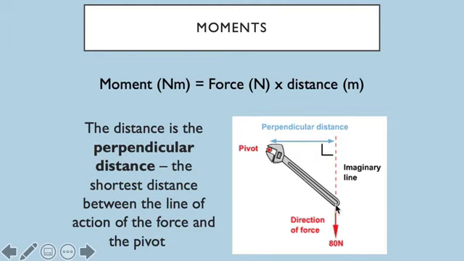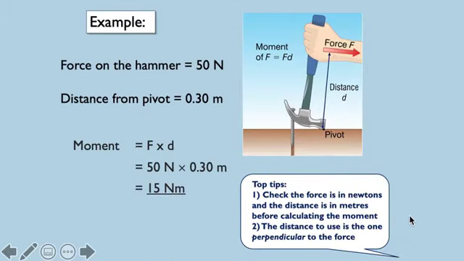However I move this around, the actual force I'm looking at is the force going at right angles to this distance here. So this perpendicular distance is the one I'm interested in. Let's say my spanner here is 50 centimeters and I'm pushing down with a force of 80 newtons. What I need to do is work out the perpendicular distance and multiply that by the force to find out what the moment is. I'll show you what I mean with a few examples.